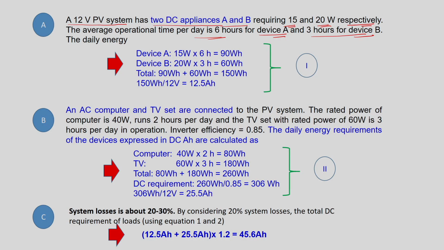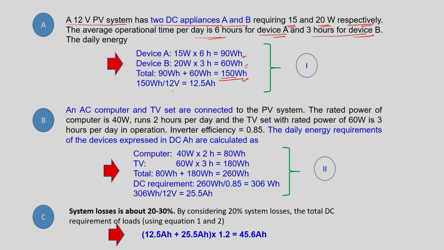Now the daily energy requirement for device A is 15 watt multiplied by 6 hours, so it will be 90 watt hour. For device B it is 20 watt multiplied by 3 hours, which is 60 watt hour. These are DC appliances. We are not talking about the AC appliances. So, the total daily energy requirement will be 90 watt hour plus 60 watt hour, which is 150 watt hour. As the rated voltage is 12 volt, if we divide this total daily energy by 12 volt, it will be 12.5 ampere hour.